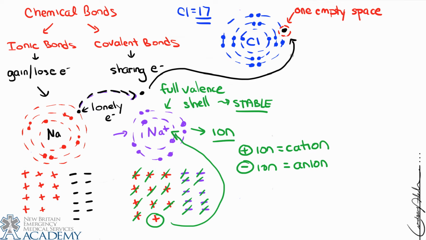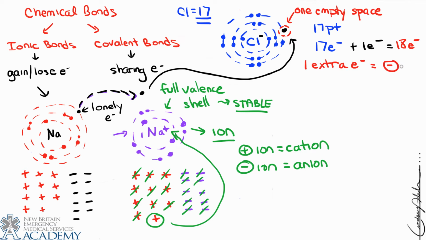Any electron that's available, floating in space, could fill in this space right here. So that electron will just hop into the space, and now we have a full valence shell. Originally we had 17 protons and 17 electrons. The chlorine atom was electrically neutral. But now that we've added 1 electron to fill in the space, we now have a total of 18 electrons.